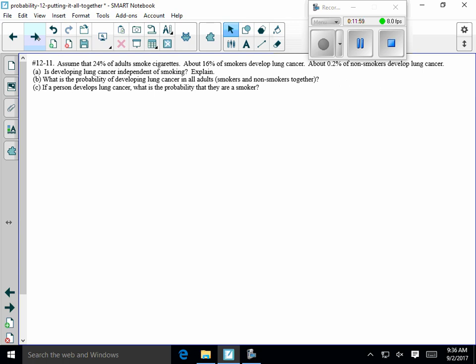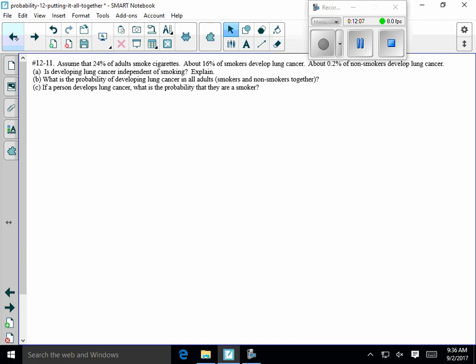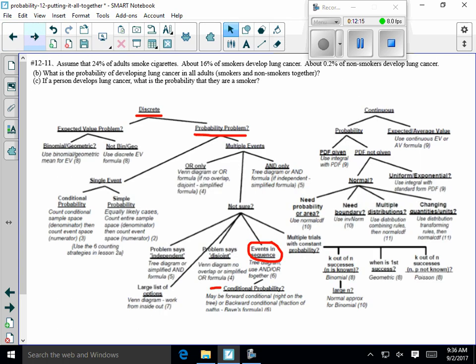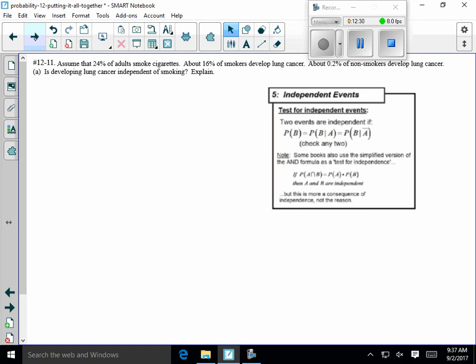All right, so let's look at the strategy tree and see if we can figure out what's going on. The first thing it says is developing cancer independent of smoking. So I want to take a quick look at the tree here. If we're talking about independence, I see that here, right? It has to do with the simplified AND formula, and therefore it's a special form of AND, right? So I would probably just remember that for independent events, that means that the probability of one thing happening can't change if the other thing happens.